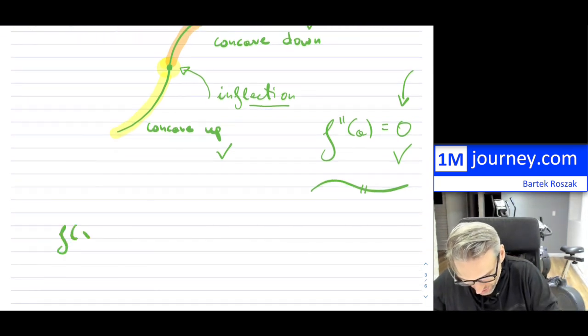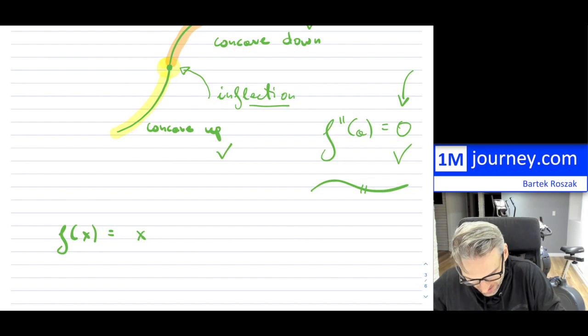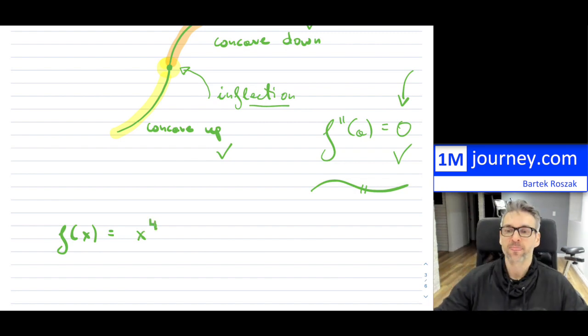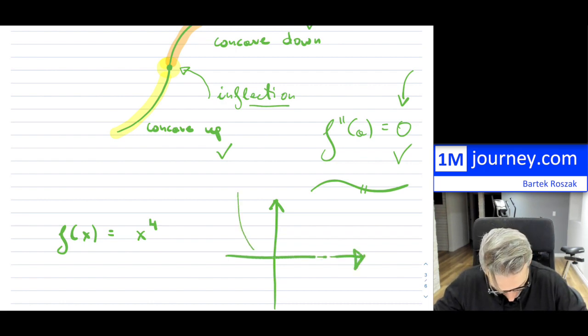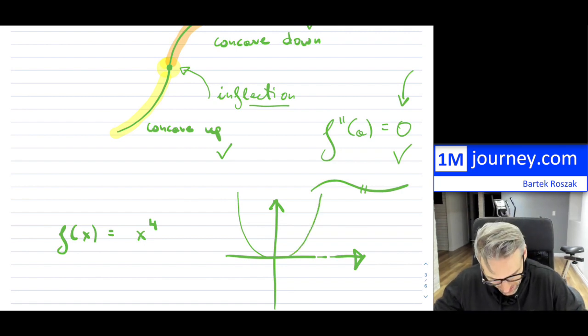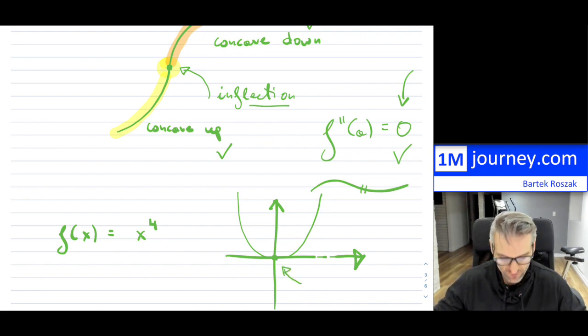If our function was equal to, let's say, x to the 4th. Now, you may remember what the parent function for x to the 4th looks like. If you graph this out, it would look kind of like a quadratic, except it's much steeper in here. You still have a derivative equal to 0 here, but notice what happens.